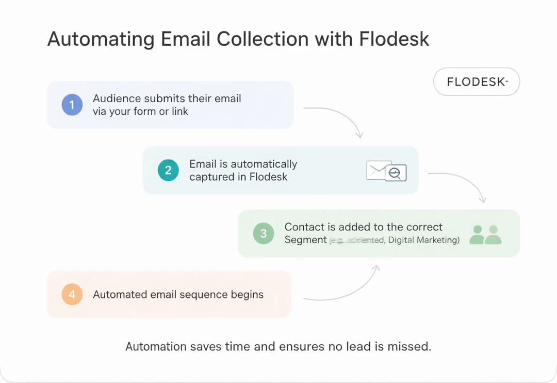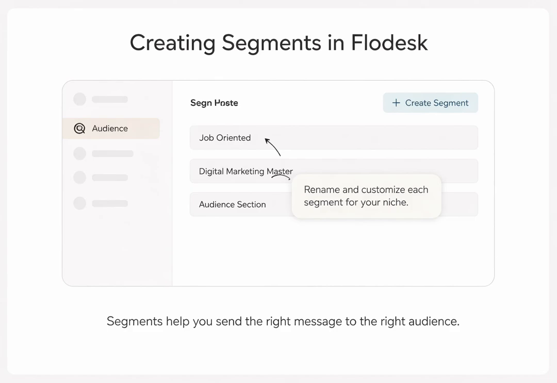For example, a segment called Job-Oriented or Digital Marketing. From there, your pre-scheduled email sequence kicks in automatically. This is the power of email marketing automation. You do the setup once, and the system works for you around the clock. Let's look at how segments work inside Flowdesk.